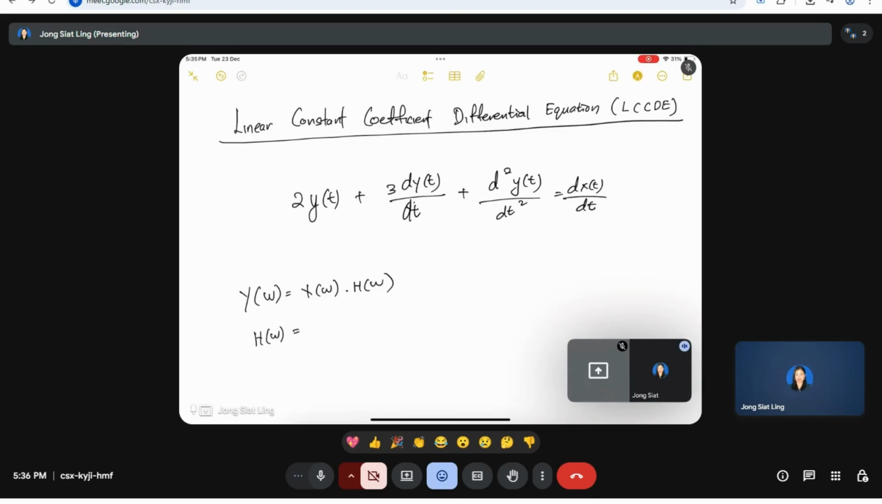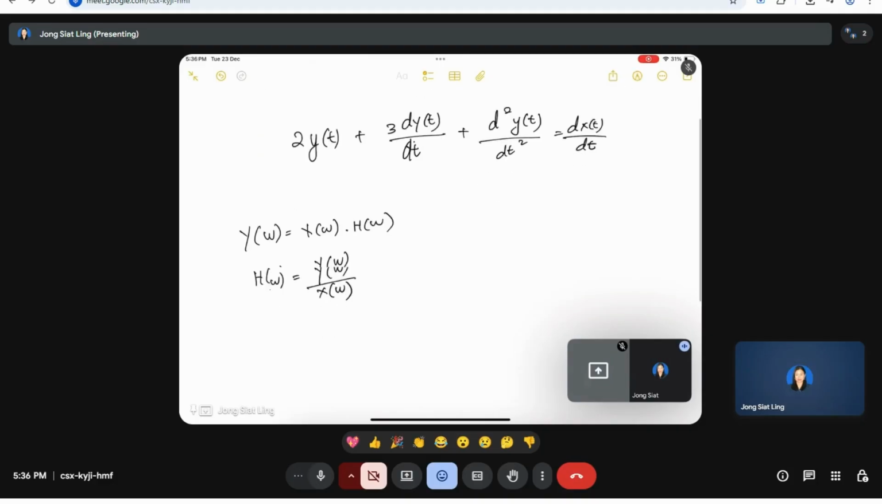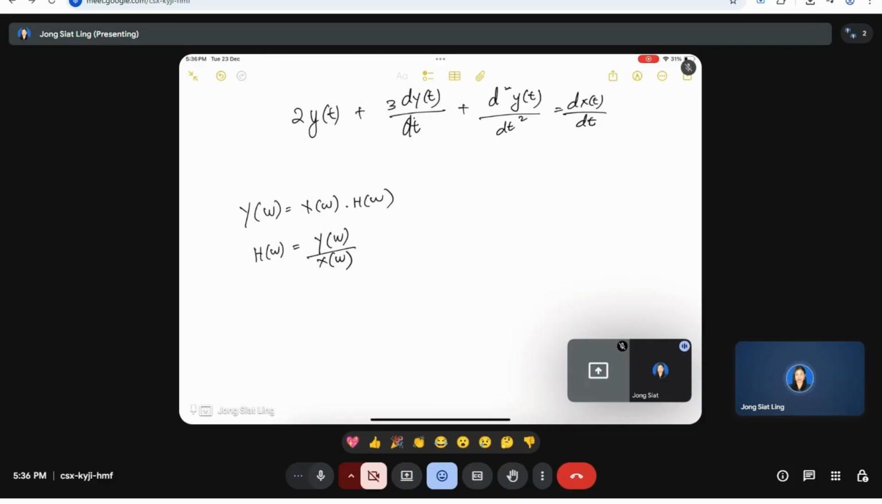From the input and the output, we can find H(omega). So H(omega) equals Y(omega) divided by X(omega). Okay, so this is the LCCDE. Let's look at an example.